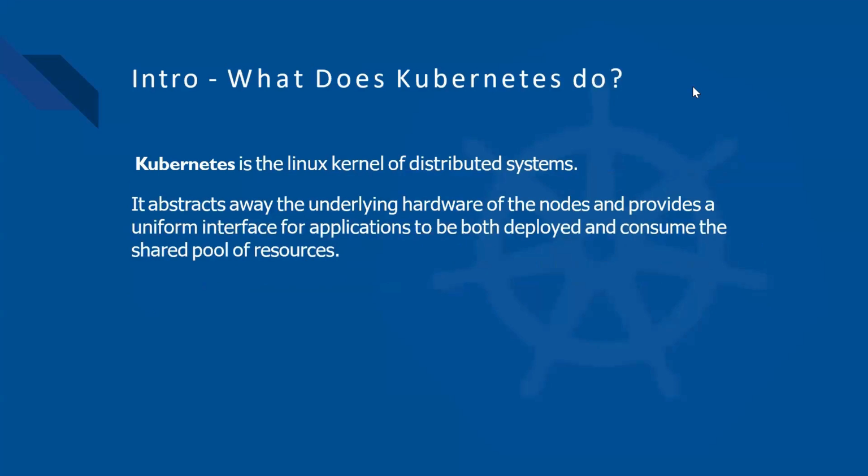So what does Kubernetes do? It is the Linux kernel of distributed systems. It abstracts the underlying hardware and nodes, and provides a uniform interface for applications to be deployed on, and to consume a shared pool of resources.